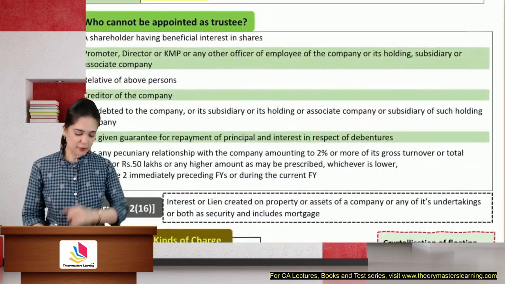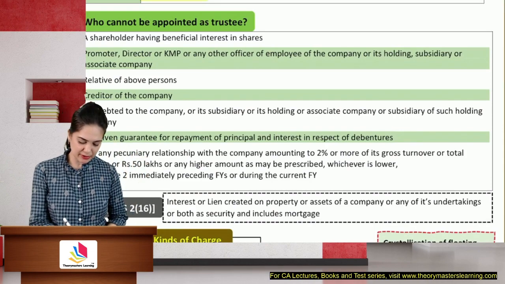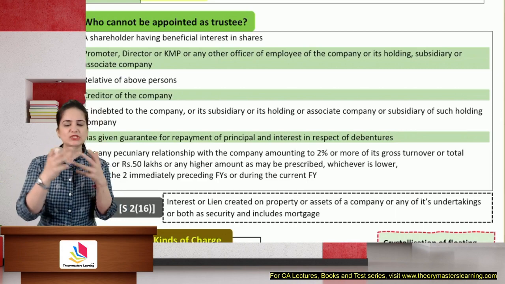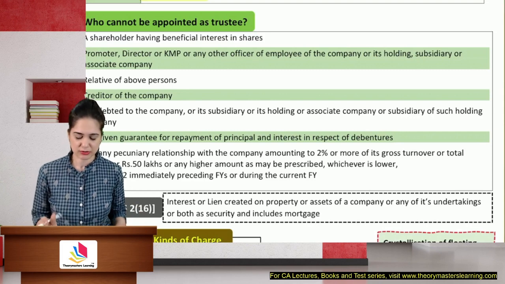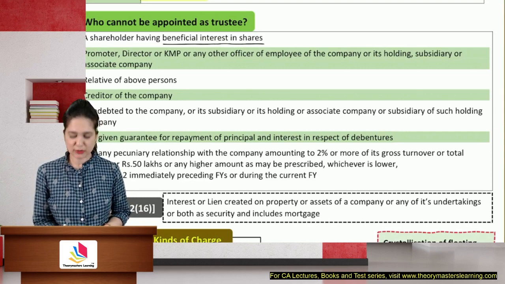Who cannot be appointed as trustee? Who cannot be appointed? Yes, this list is important because case-based questions are generally asked. They will give you one main question and few sub-questions and then ask you whether this person can be appointed as a trustee or not. All right. So shareholder having beneficial interest in shares cannot be appointed as trustee.